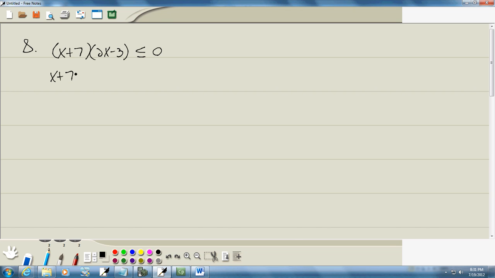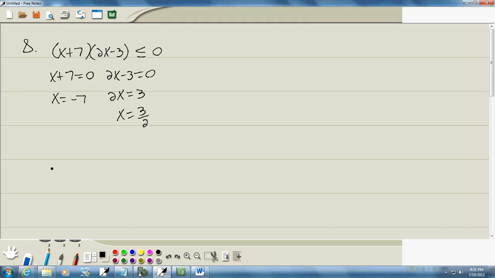So I'll set the x plus 7 equal to 0, and I'll set the 2x minus 3 equal to 0. And I solve these. Take 7 over, becomes a negative 7. Here, take the negative 3 over, becomes a positive 3, and then divide both sides by 2. And we get x is equal to 3/2.